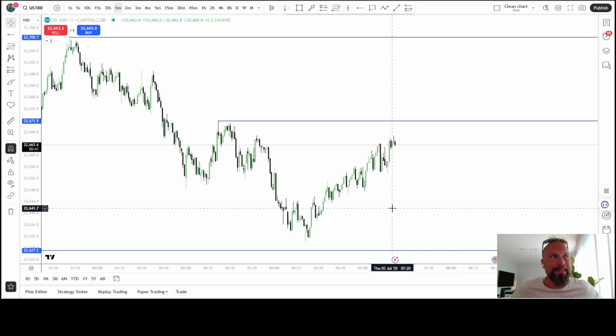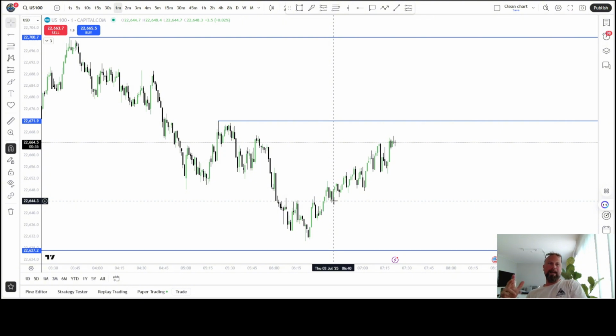So which ICT indicators do I use? You know, ICT talks about time before price. It's the most important thing that he talks about. So how can we use that and make it easy for ourselves?